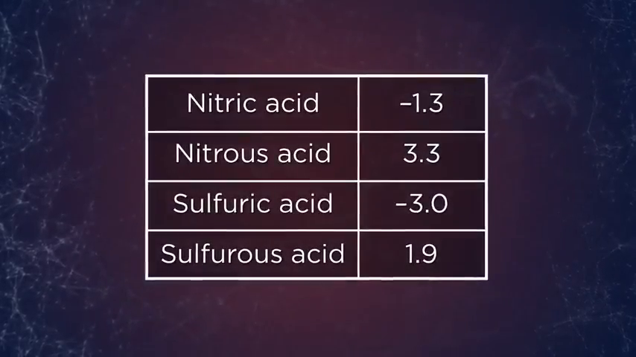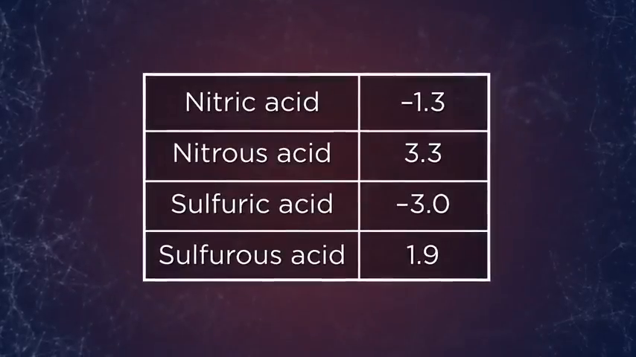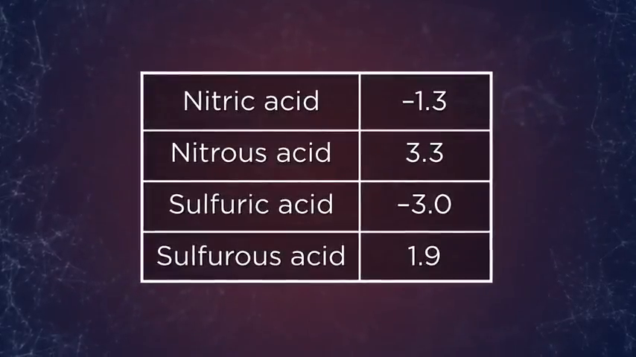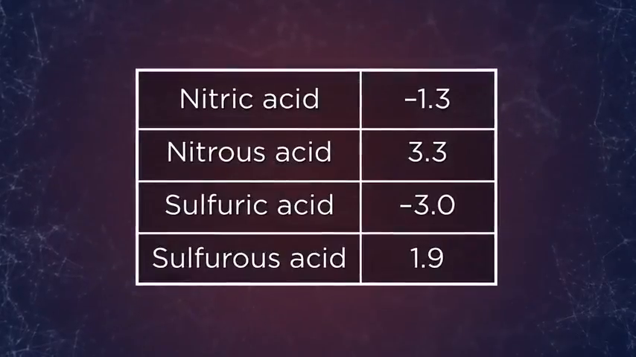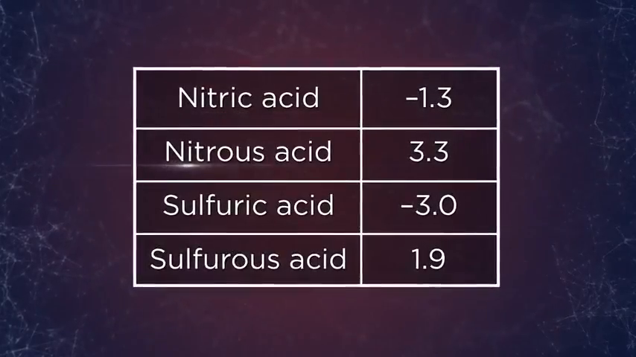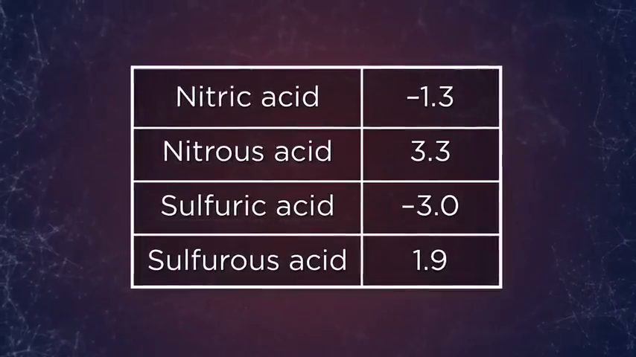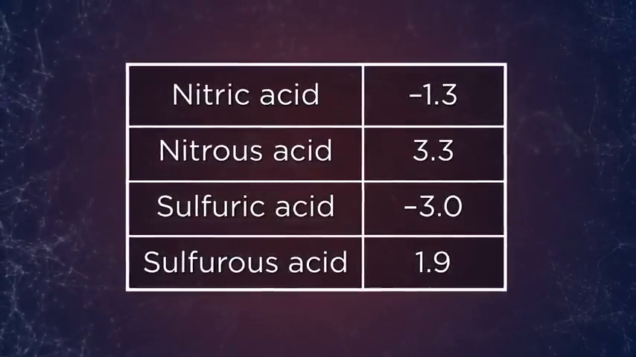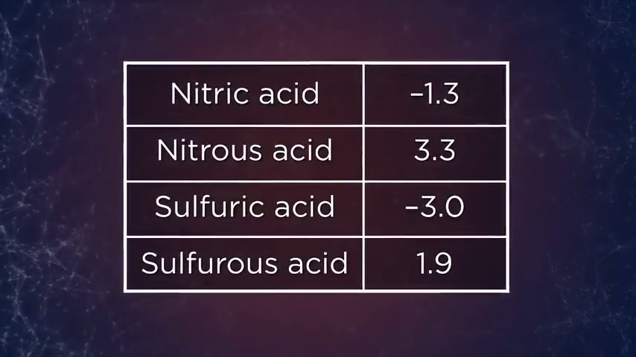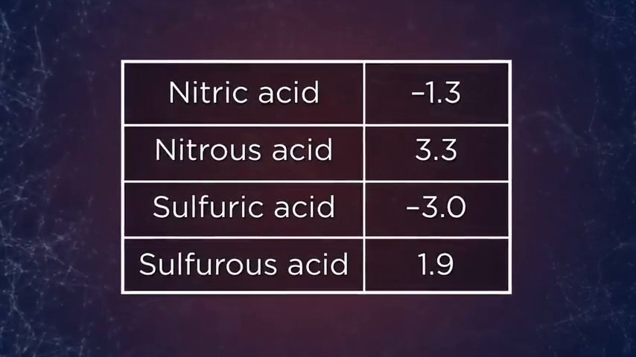Now take a close look at the pKa values for these acids, and consider the first acid dissociation of each. Do you see a trend? Sure. Nitric acid is stronger than nitrous. Sulfuric is stronger than sulfurous. Decreasing the number of oxygens bound to the central atom correlates with decreased acidity of that compound.